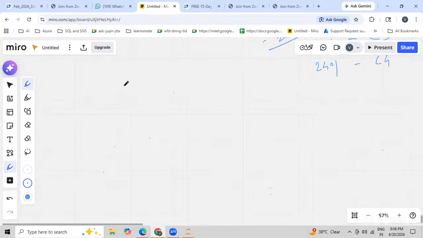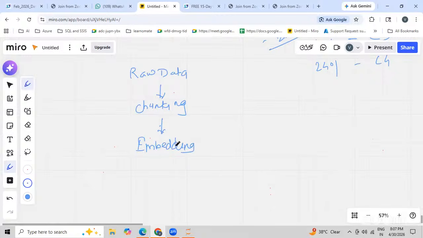So, here I'm writing again raw data. After getting the raw data, it is converted into what? Chunks. After chunks, whatever the chunks will form will be stored in the form of embedding. Now, what is the embedding? I have already taken this concept earlier. If you remember, what is the chunk? What is the embedding?